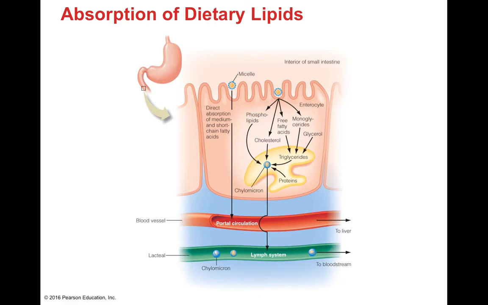So again, how are they going to get absorbed? So here's the inside of the lumen of the small intestines. Micelles are going to get picked up directly, and depending on what they are, if they're carrying medium and short chain fatty acids, they're going to go directly into portal circulation and head to the liver. If they're going to need to be broken down a little bit more, things like phospholipids, free fatty acids, monoglycerides, etc., they're all going to get packaged into chylomicrons. And chylomicrons are going to be bigger than micelles, and they are going to skip the bloodstream and get picked up by the lymphatic system in the lacteal.